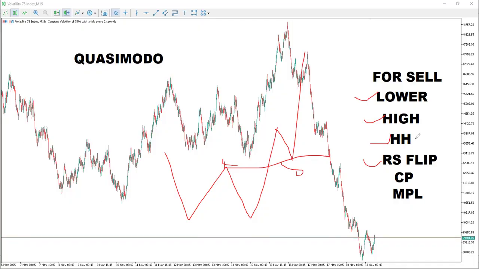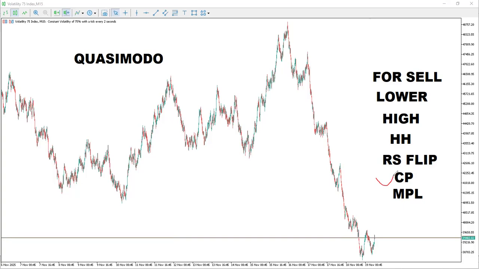So now you need CP. CP means compression. So you need compression as the market is getting to the maximum play level. So you need compression to sell the market. And the next thing that you need is MPL. MPL means maximum playing level. That maximum playing level is like a candle where the QML is, where you are going to sell the QML from. So that works on the maximum playing level.